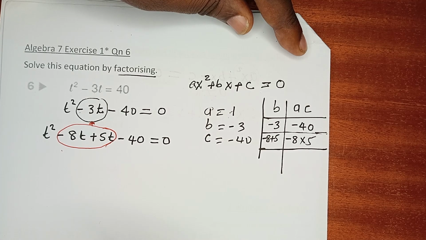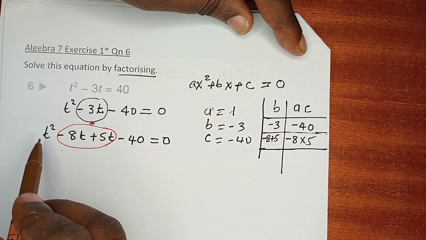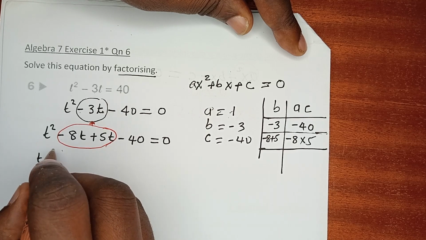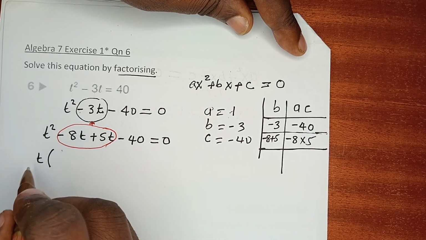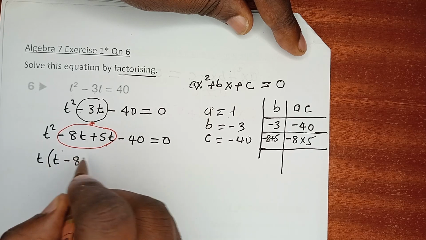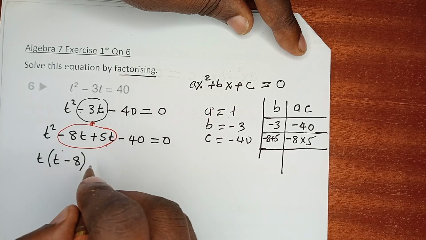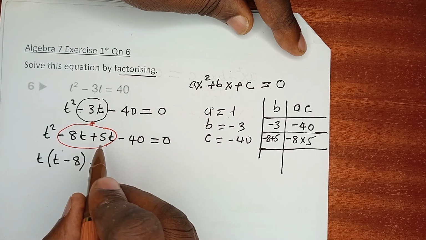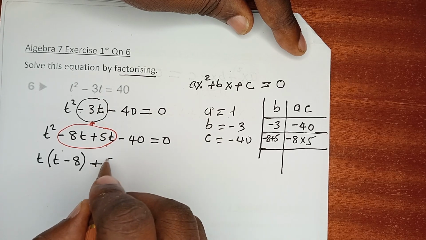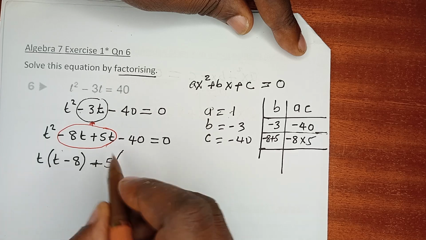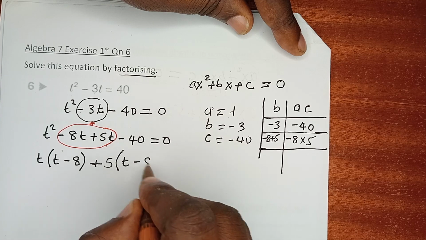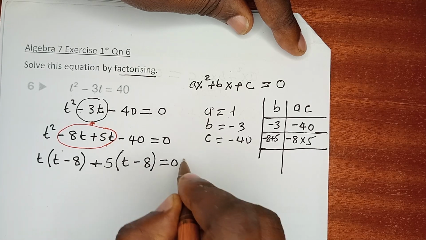We can consider two terms at a time. Between t squared and minus 8t, what is common? Of course, t is common. So within the bracket, t squared divided by t is t, minus 8t divided by t is minus 8. Close bracket. This sign comes here. Between 5t and minus 40, what is common? Of course, t is not common there, but you can see clearly 5 is common. 5t divided by 5 is t, minus 40 divided by 5 is minus 8. Close the bracket, is equals to 0.